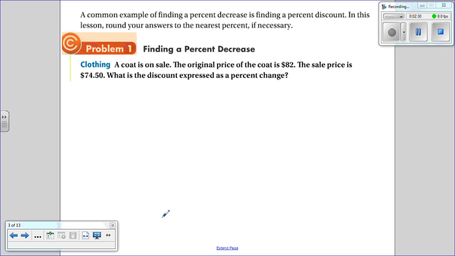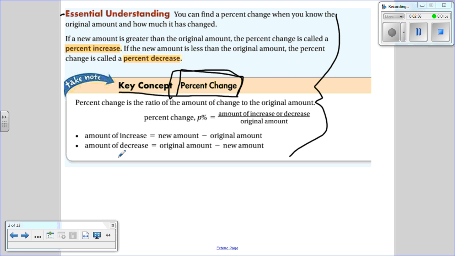So a coat is on sale. The original price of the coat is $82. The sale price is $74.50. What is the discount expressed as a percent change? So, is the new price less or greater than the original? We know that the new price is smaller than this. So, since that's the case, it's going to be a decrease.